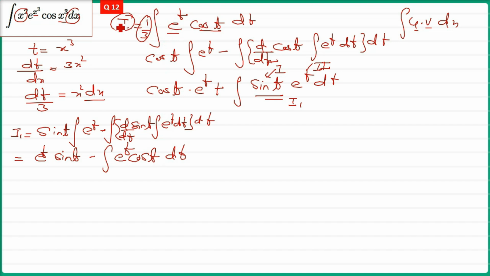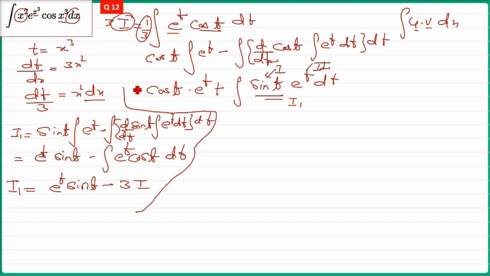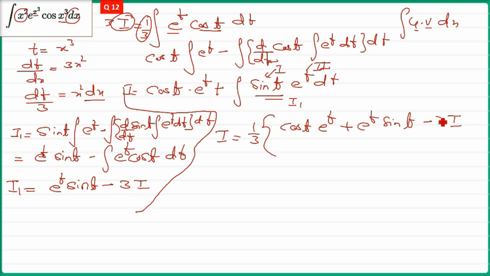If you remember, if you make 3I, then it is actually equal to the integration of e raised t cos t only. So e raised t sin t minus, so e raised t cos t integral is simply 3I. So now I'm writing 3I here and I is on the left. Now let's transfer this into I. So this I will be equal to 1 by 3 was already there, cos t e raised t. In place of this I am writing I1 now, e raised t sin t minus 3I. So we need to multiply this 3 inside first.